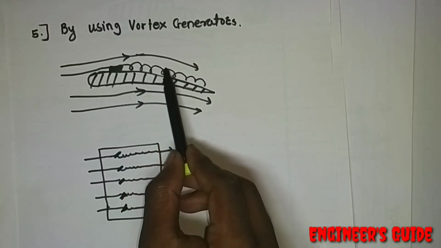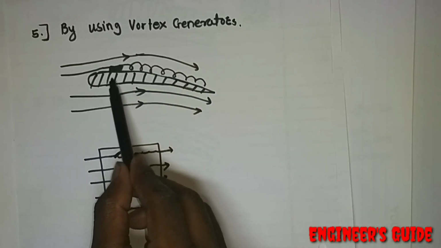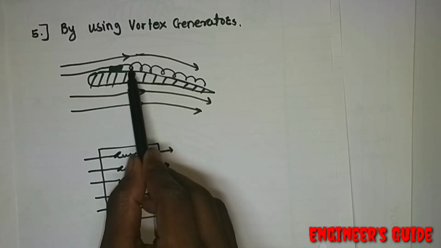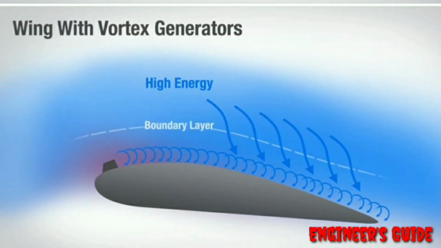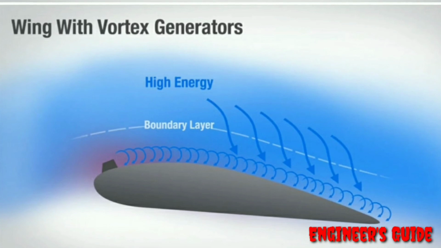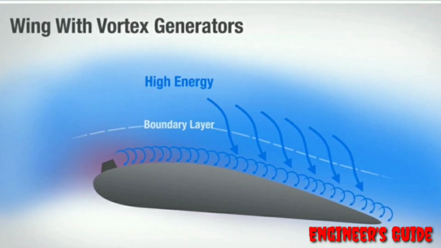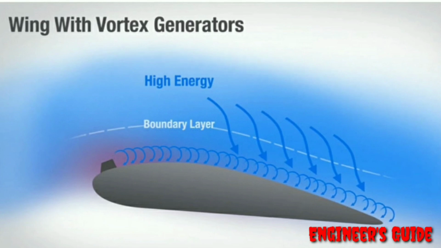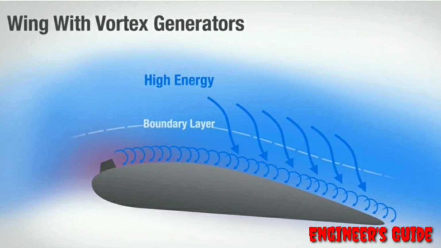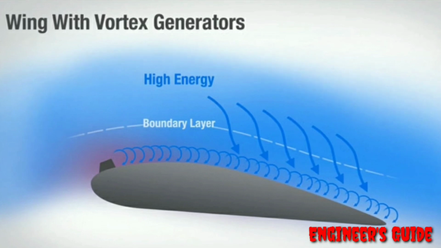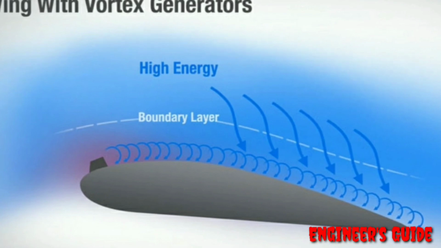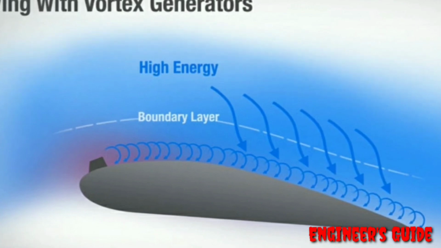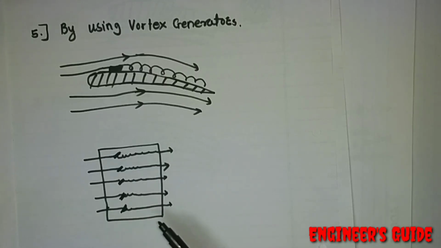So the energy transfer will occur because of the vortex generator, and the boundary layer separation point will move forward. From this figure you can see clearly that the region above the boundary layer is a high energy region, and from that region the energy transfers to the boundary layer, the boundary layer gets energized and the separation point will move forward. A vortex generator is a small aerodynamic device which is used to create vortices in the fluid. These are some of the methods used to prevent boundary layer separation.